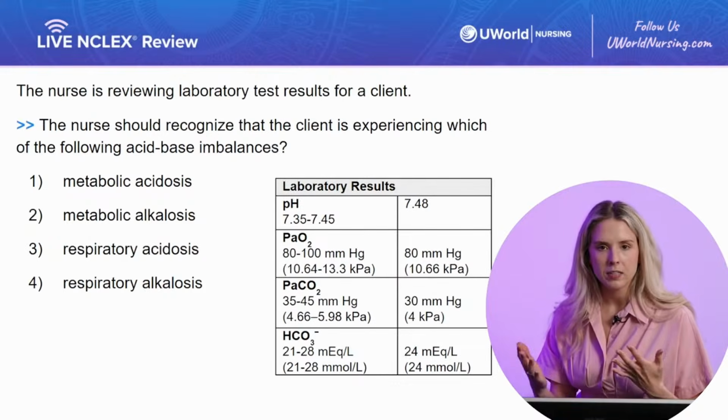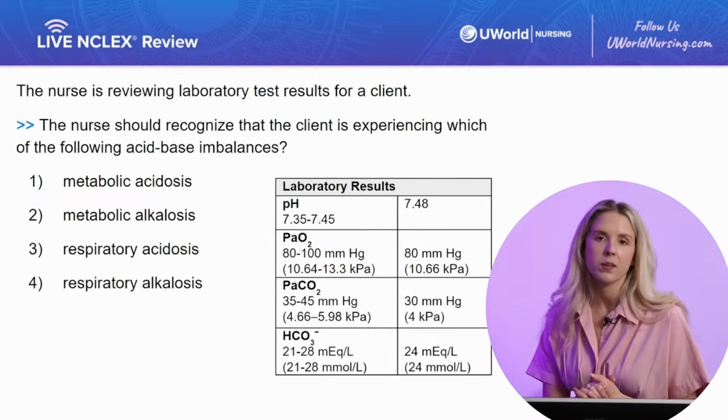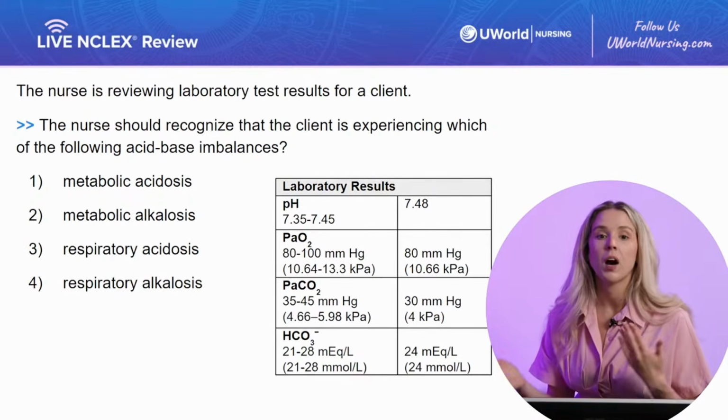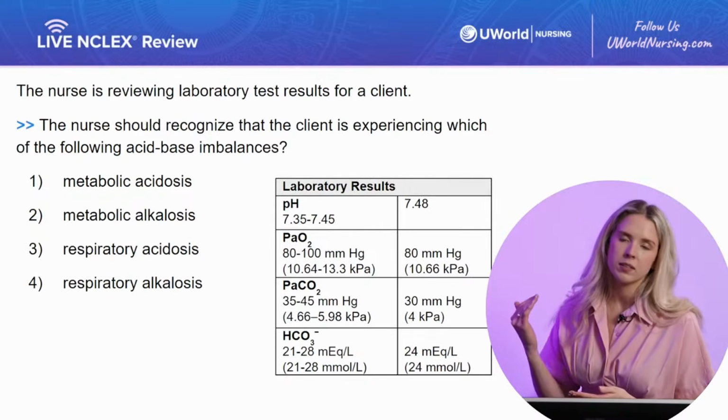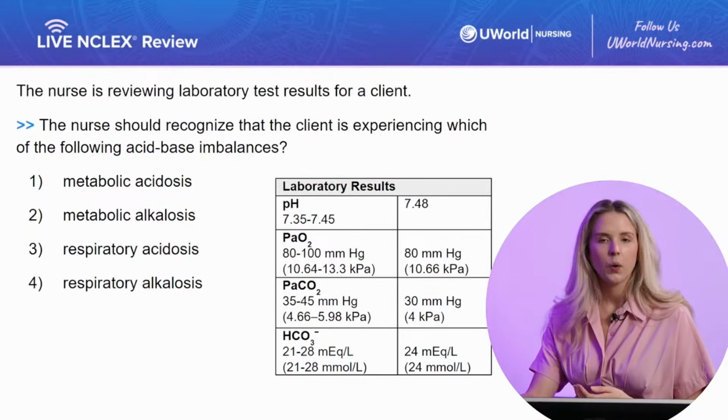But is it compensated or is it uncompensated? So first thing to look at, is that pH back within normal range? No, it's not. It's 7.48. It's still high, but our bicarb is normal. So we know this is uncompensated respiratory alkalosis. Way to go, you guys.